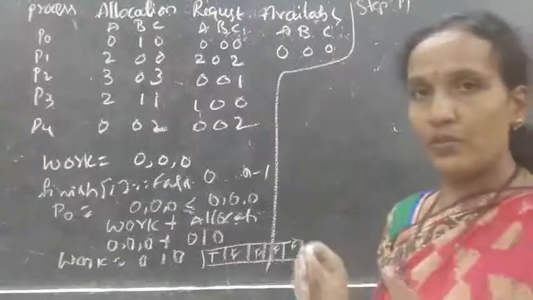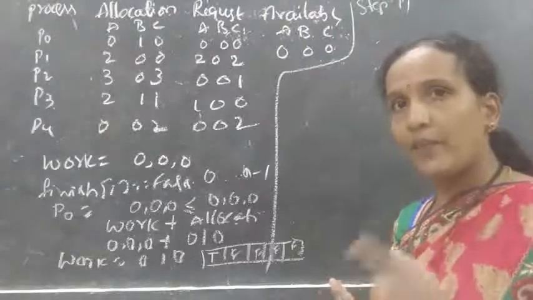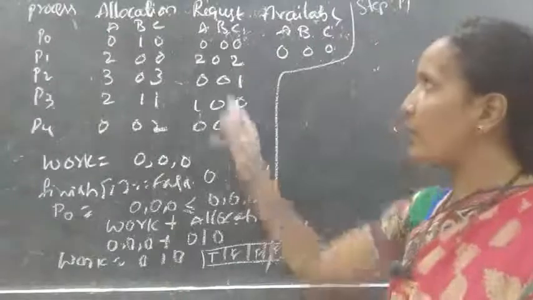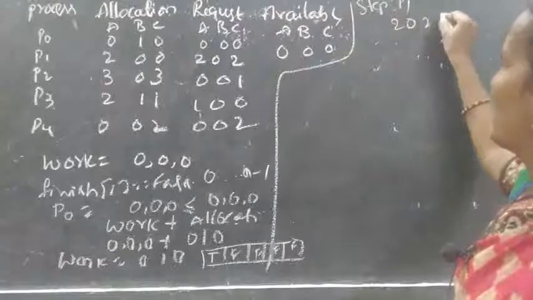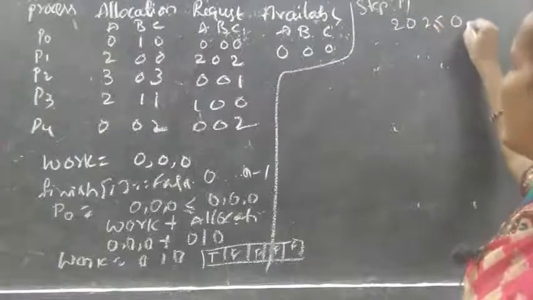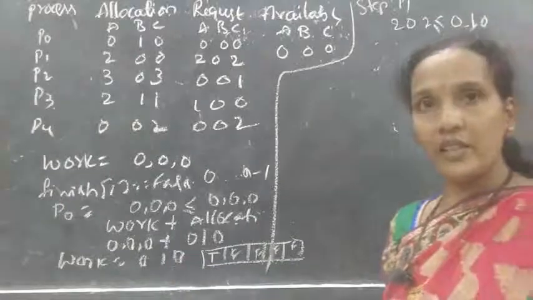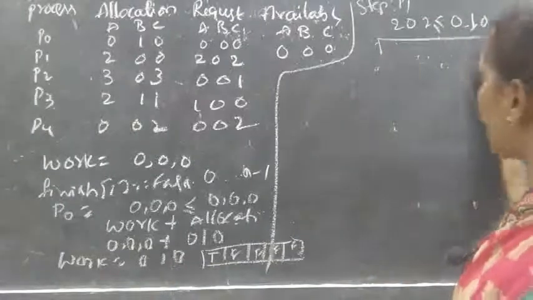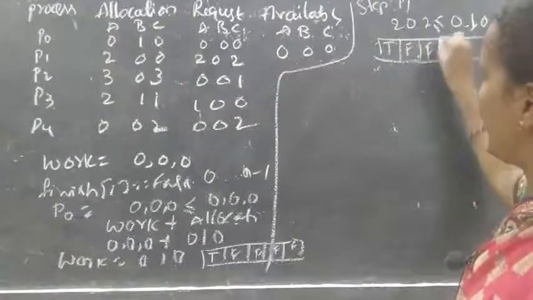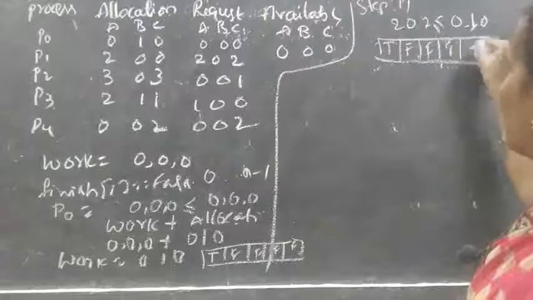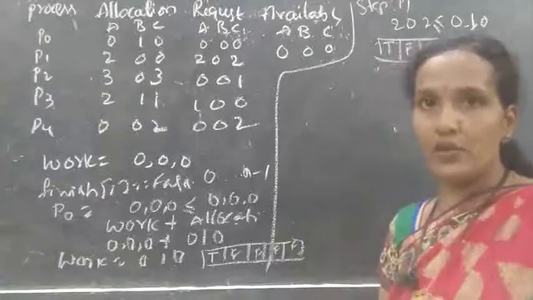Right, the condition is true. If the condition is true, then what do you have to do? What is the next step? If the process has not completed execution and the resources it is requesting, 2, 0, 2, are less than or equal to 0, 1, 0, the condition is false. Then the first process completed execution, the second one not completed. You get the same state, because here the request is greater than the available, so we cannot give the resources to that process.